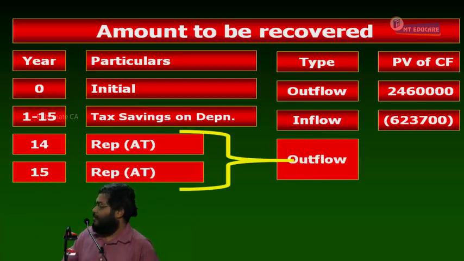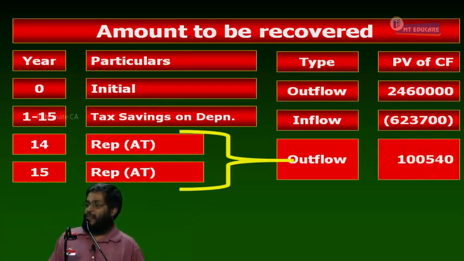I want the number here. What is the discounted value of repairs after tax in today's terms? 1,540,000, an outflow now, right? As it is, 1,540,000. Is there any other cash flow? Yes. What is that here? Year 15.